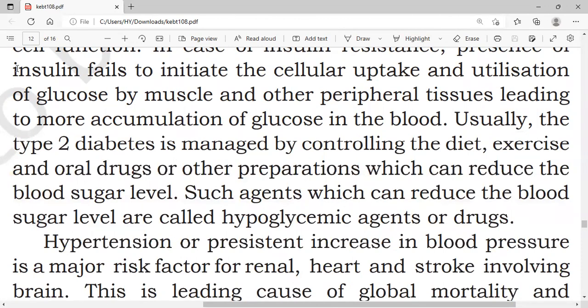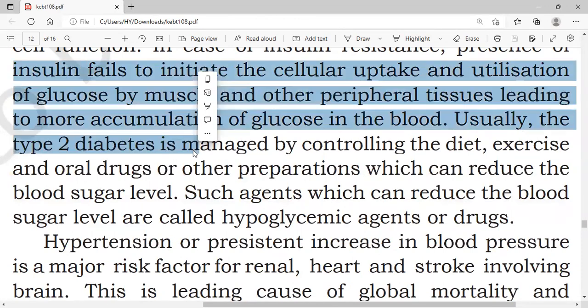So insulin resistance होने से फेल हो जाता है सेलुलर अपटेक इंसुलिन का, यूटिलाइजेशन भी नहीं हो पाती ग्लूकोज की बाय मसल्स और अदर पेरिफेरल टिश्यू, लीडिंग टू मोर अक्यूमुलेशन ऑफ ग्लूकोज. जब मसल्स में नहीं जाएगा ग्लूकोज तो फिर ब्लड में ही रहेगा. यूजुअली टाइप 2 डायबिटीज मैनेज हो जाएगी कंट्रोलिंग द डाइट, एक्सरसाइज, ओरल ड्रग और अदर प्रिपरेशन विच कैन रिड्यूस द ब्लड शुगर.